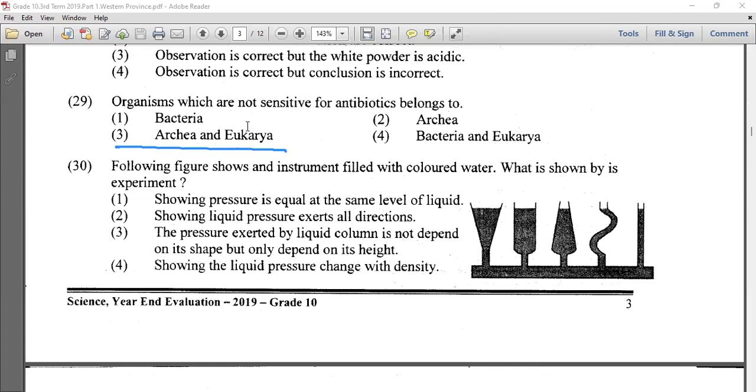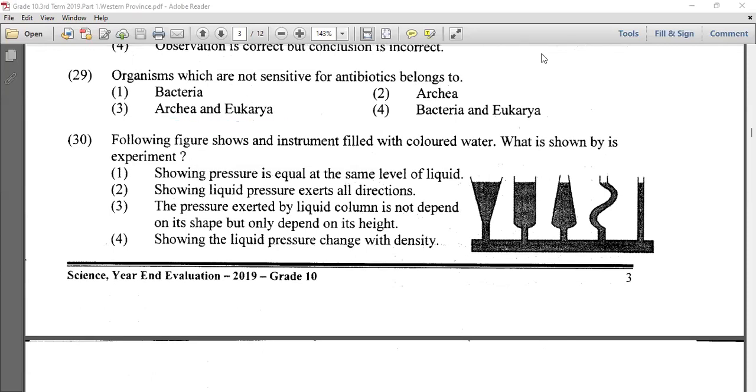Okay. 30th. The following figure shows an instrument filled with colored water. What is shown by this experiment? Can you remember? The shape or the volume of the liquid does not matter for hydrostatic pressure; what only matters is the vertical height. That's what we concluded from this experiment. Showing the pressure is equal at the same level of the same liquid. True. Let's go through the remaining ones.